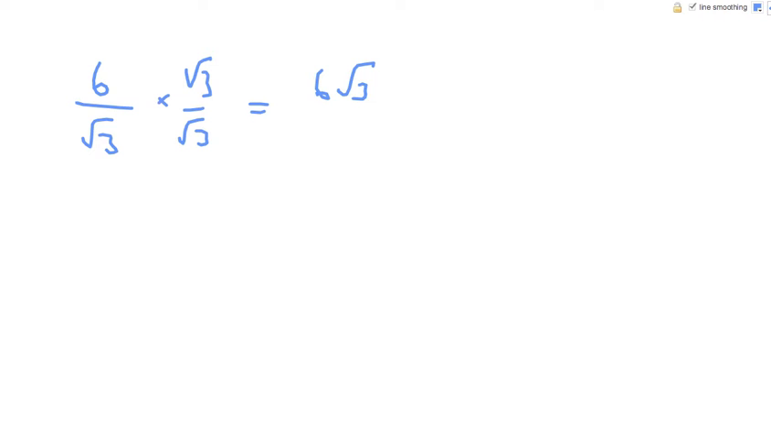Okay, so on top we're going to have 6 times root 3, on the bottom we're going to have 3, and then that's going to divide to 2. 6 divided by 3 is 2, times by root 3. That's it. So that was the final example that I hadn't shown you for surds. Rationalizing the denominator. Horrible name.